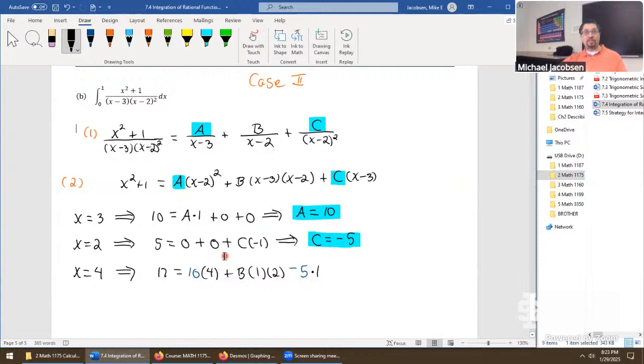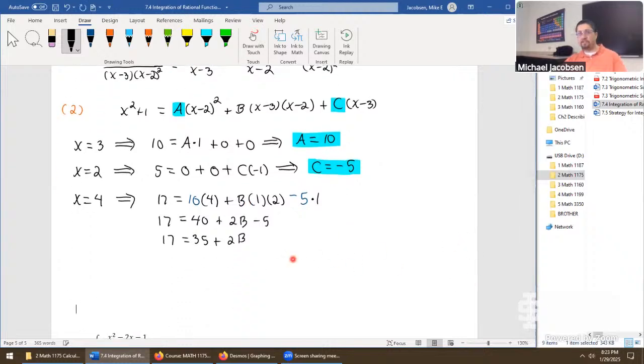And yeah, this is a great equation to solve. We're not working too hard, so 4 is a great choice on this one. Let's see what this comes out as. This last coefficient looks like a doozy. It's 17 equals 40 plus 2B minus 5. Let me double check that. Yeah. So we have all that. We have 17 equals 35 plus 2B.